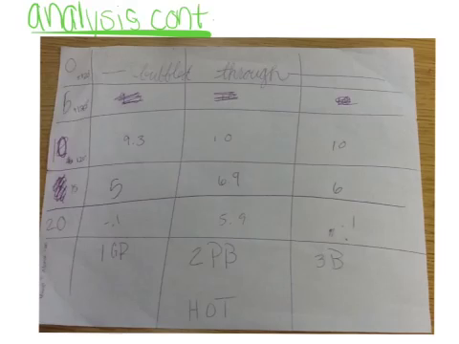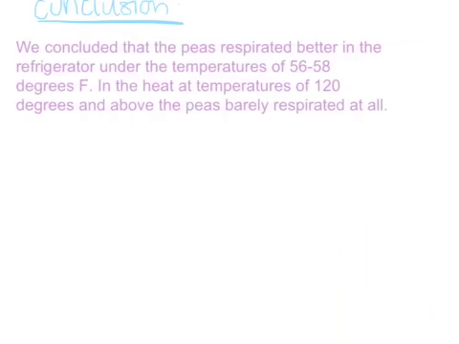Then this is our analysis continued. This is the same stuff: germinating peas, peas with beads, and just beads. But in the hot temperature, all our information is right here, with the amount of air at each time.